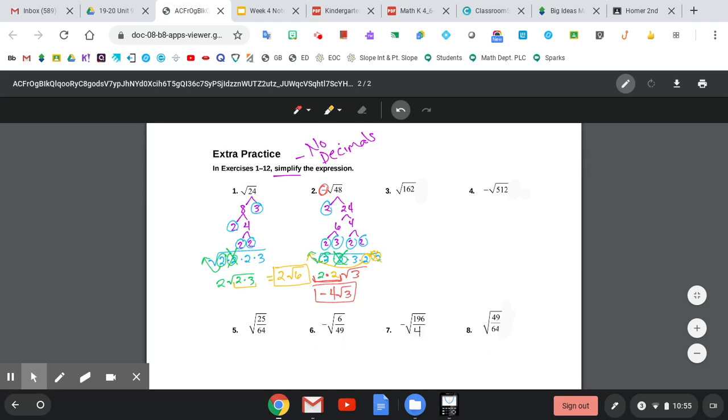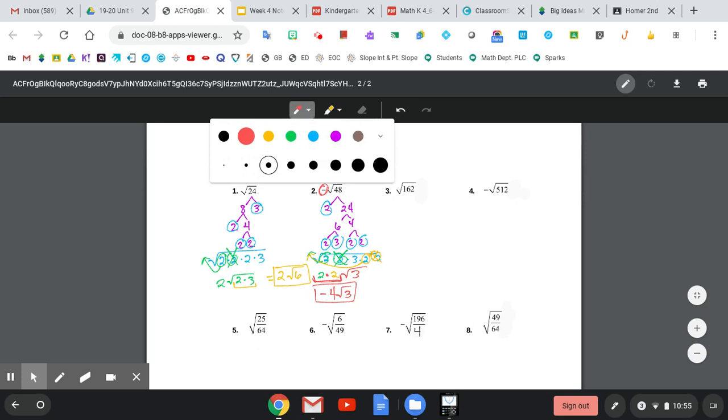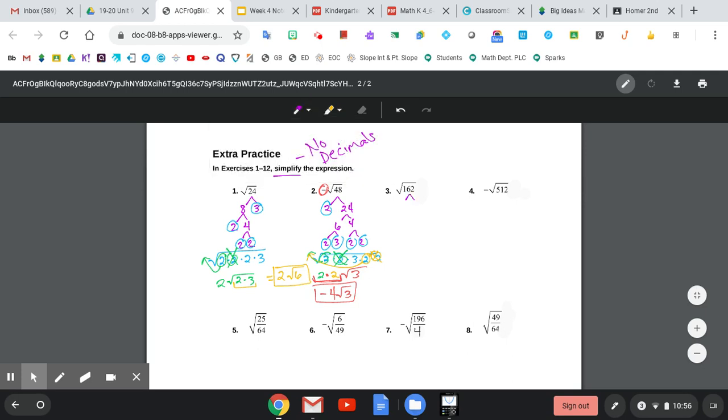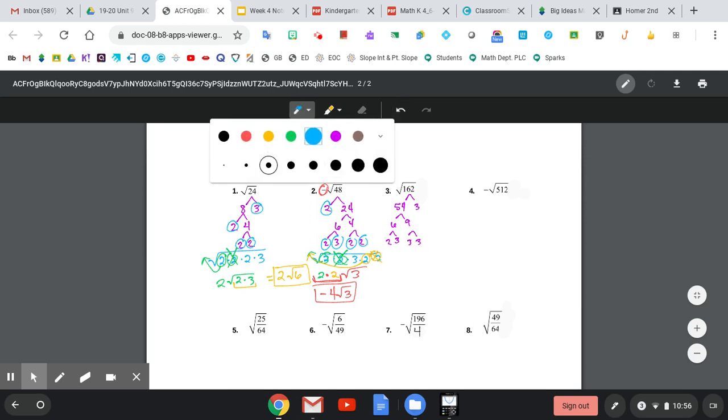Okay, let's do another one together. 162, square root of 162. So first, again, there are many options on splitting this up. I'm going to go with 54 and 3. 54 would be 6 and 9. 6 would be what? Good. 2 and 3. And 9 would be 3 and 3. So we got them all down to 2s and 3s.